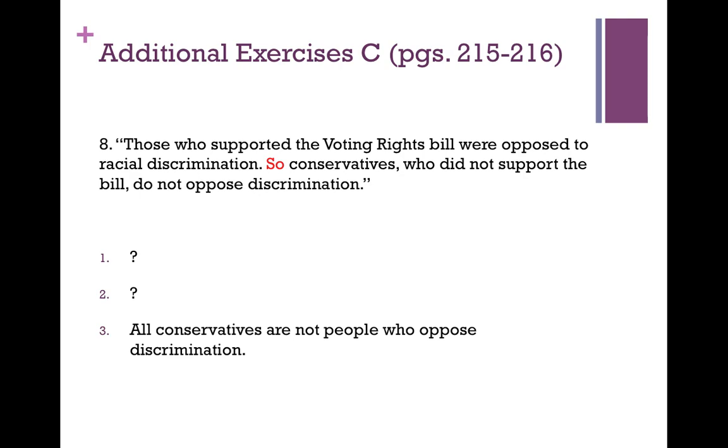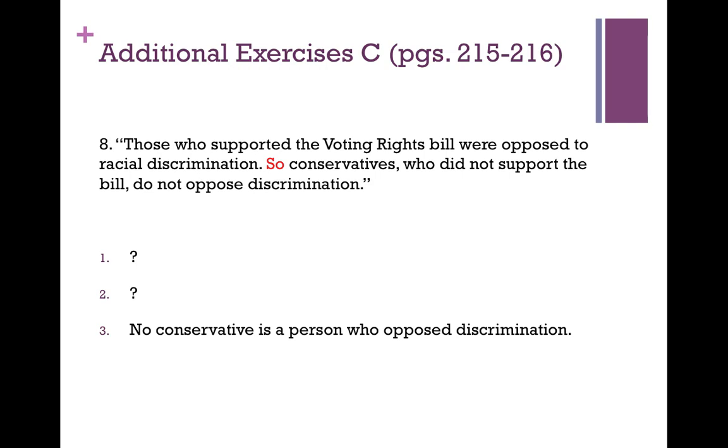All conservatives are not people who oppose discrimination. If you were to think this, you would be incorrect, because this is not one of the standard four ways that we write categorical propositions. We don't say "all not." Instead, if we're making a universal negation, we write it this way: No conservative is a person who opposed discrimination. Remember, this is universal, it's also negative, and we just use the word "no."